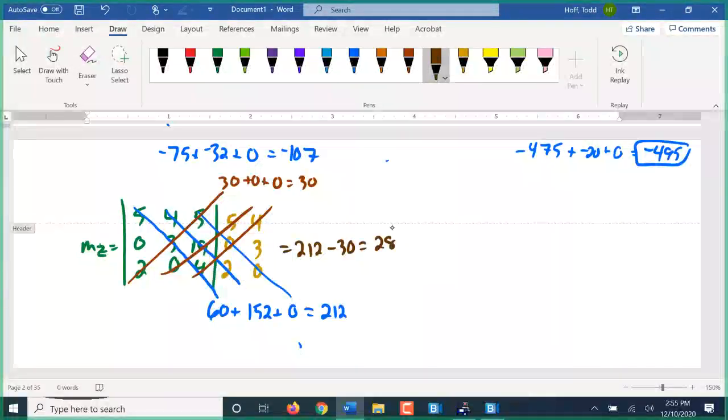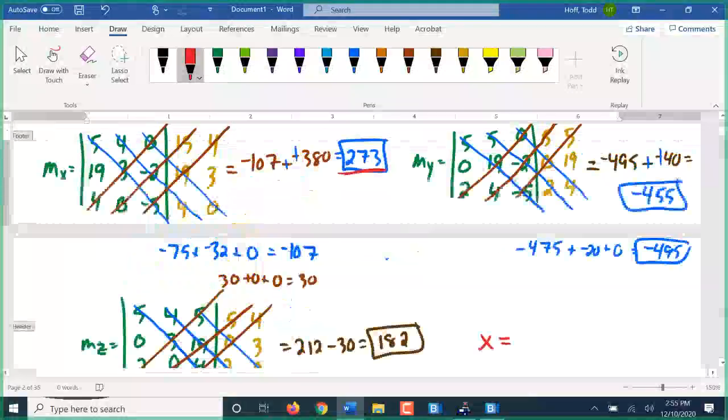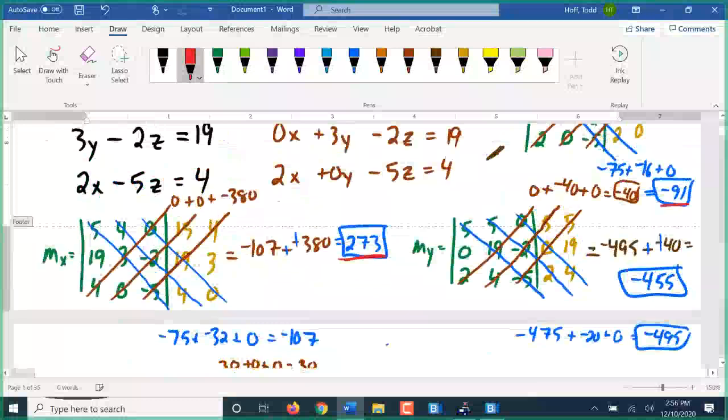282, it looks like, is what I'm getting there. Or 182, that's better. This is what we get there when we subtract. So now, x is the x matrix determinant of 273 divided by the base determinant of negative 91.